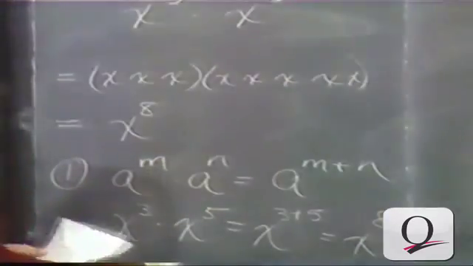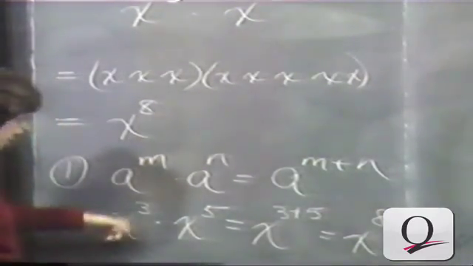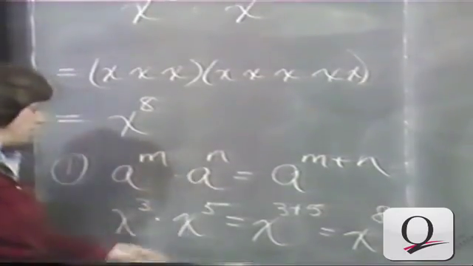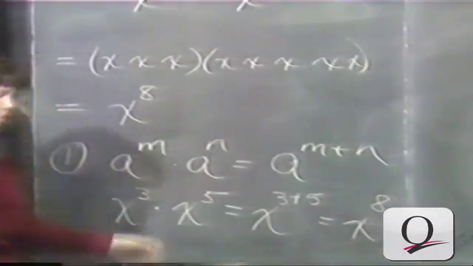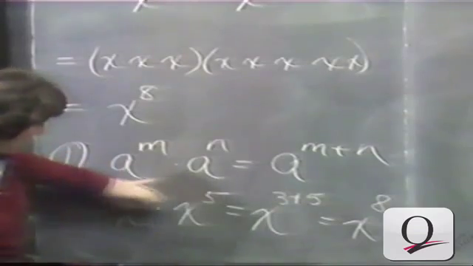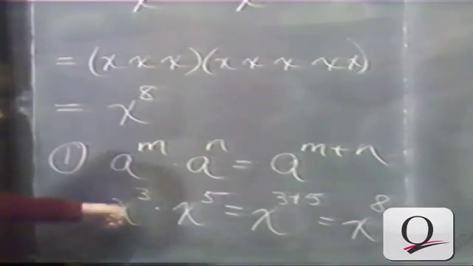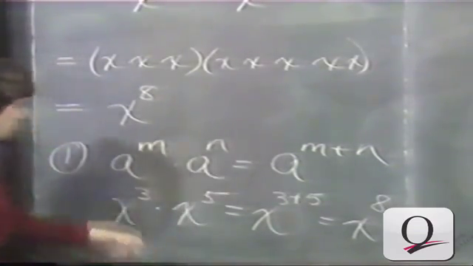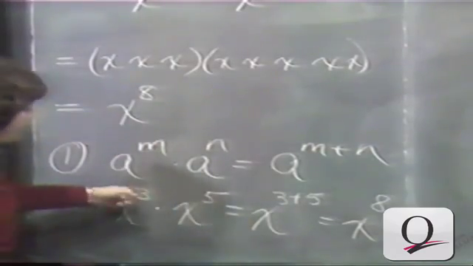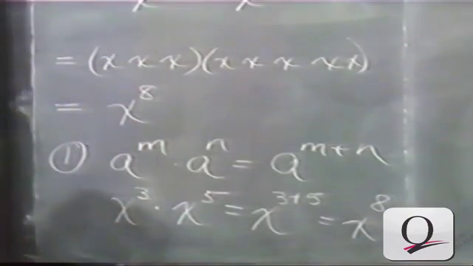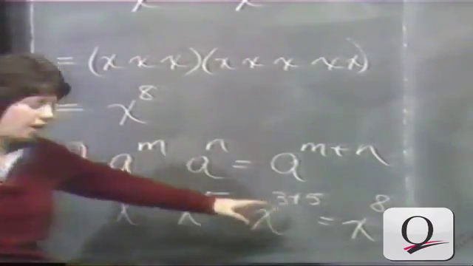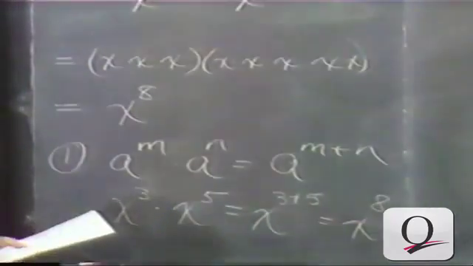In other words, when the base is the same, here we have the base x, the power is 3. Here the base is x, the power is 5. When you want to multiply, and in both cases the base is the same, you keep that base and you add the powers. So you get x to the 3 plus 5, or x to the 8th power.